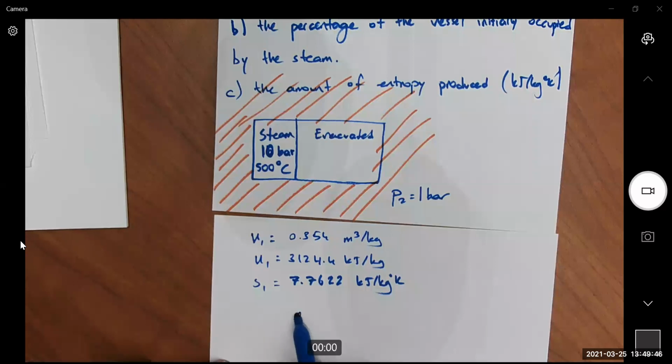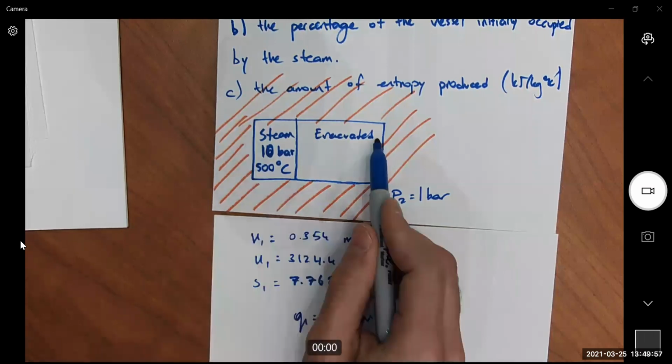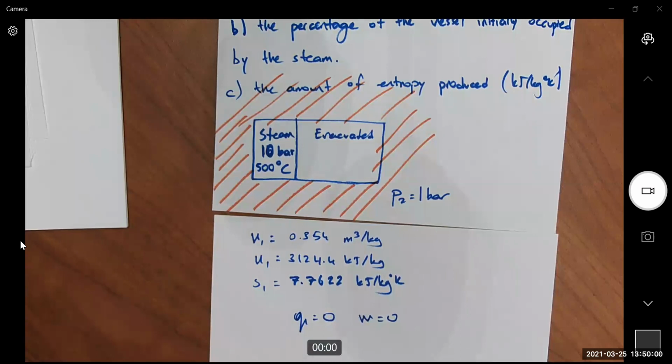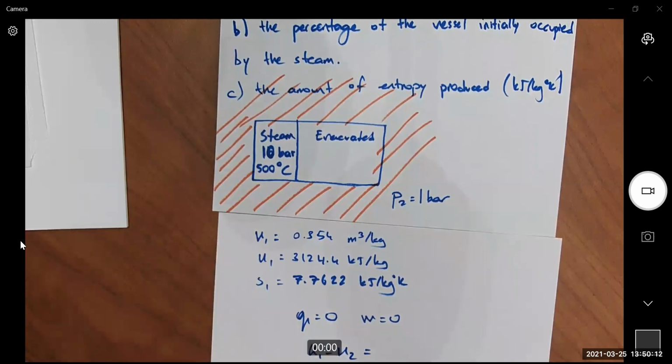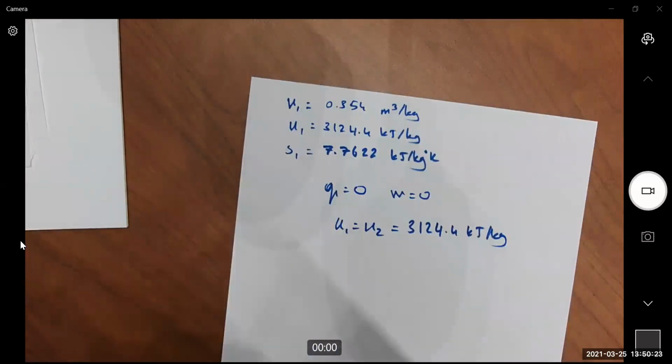Insulated, so Q is 0. The work is also 0. It has a rigid wall, so there's no change in the overall volume. Which makes U1 equal to U2. I know my U1, which is equal to U2. U2 will be 3,124.4 kilojoules per kilogram. And I also know my final pressure, 1 bar.